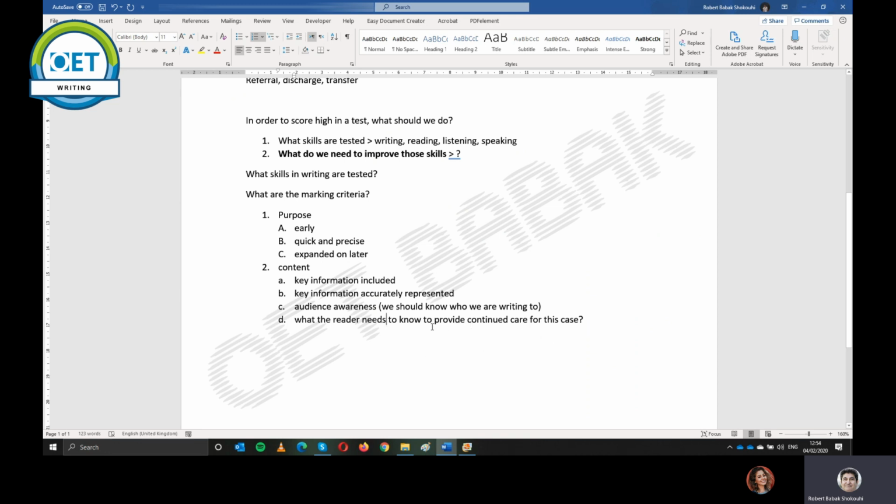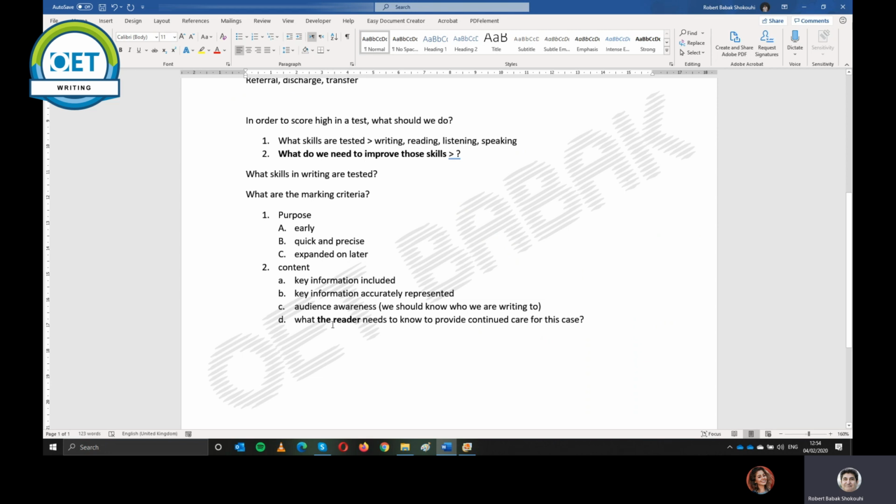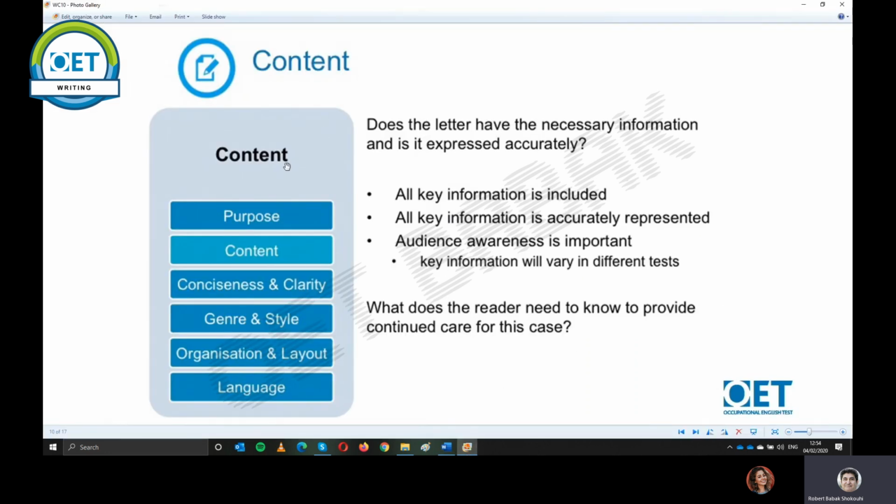So basically, because the reader changes, the information changes. So now we know what key information is: the information that the reader needs to know to provide continued care for this case. So when we choose the content, when you go through a case note, you need to decide what is key information.